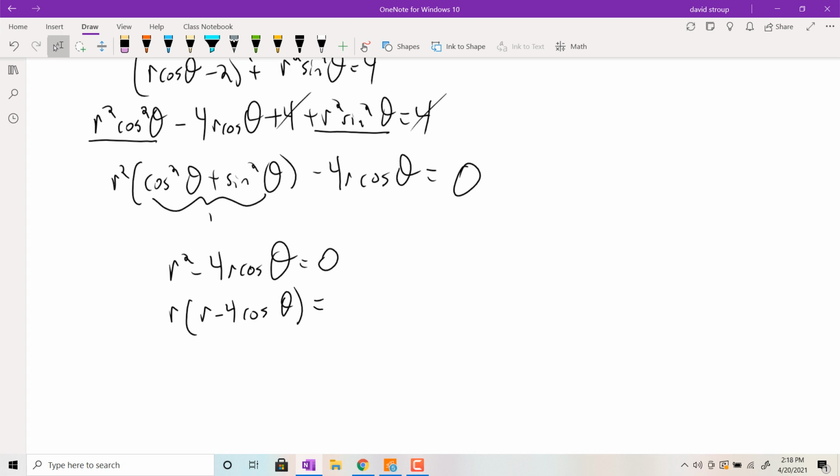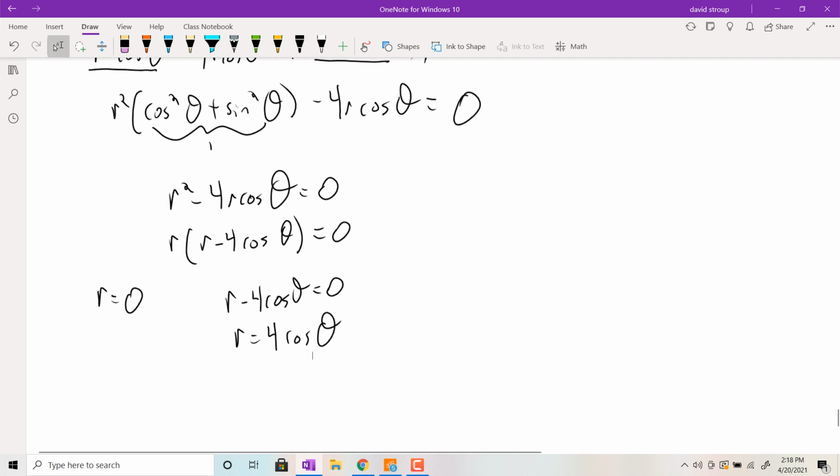The weird thing about this one is you kind of get two answers. r is 0 and r minus 4 cosine theta is 0. In other words, r is 4 cosine theta. You always want r equals something, like in the xy formulas, you always want y equals something, ideally. The weird thing is there's two of them. But what they say in the book is this r equals 0 here is kind of redundant. We don't need it. It's just extra, because this other formula will have that value in it.